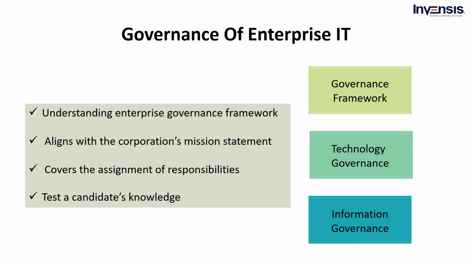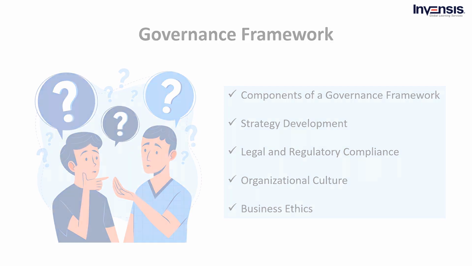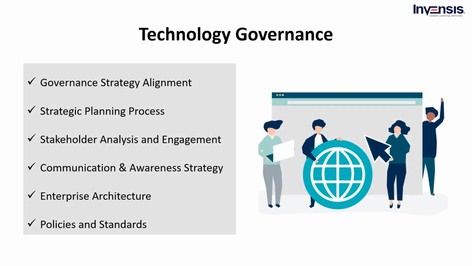Therefore, to make things clear, these topics are mentioned below and classified according to their domain. For governance framework, the topics which we'll discuss are components of a governance framework, organizational structures, roles, and responsibilities, strategy development, legal and regulatory compliance, organizational culture, business ethics. For technology governance, the topics which we'll discuss are governance strategy alignment with enterprise objectives, strategic planning process, stakeholder analysis and engagement, communication and awareness strategy, enterprise architecture, policies and standards.